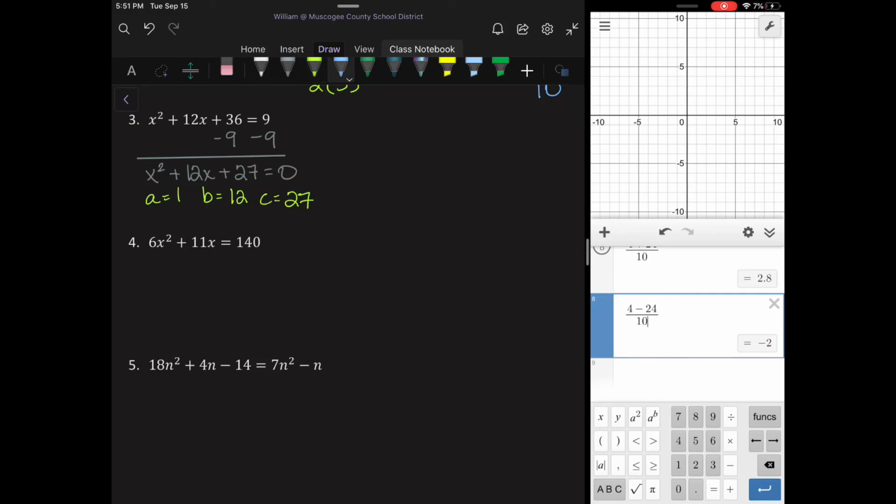I'd like you to try pausing the video and you work this problem out and then hit play to see my solution.